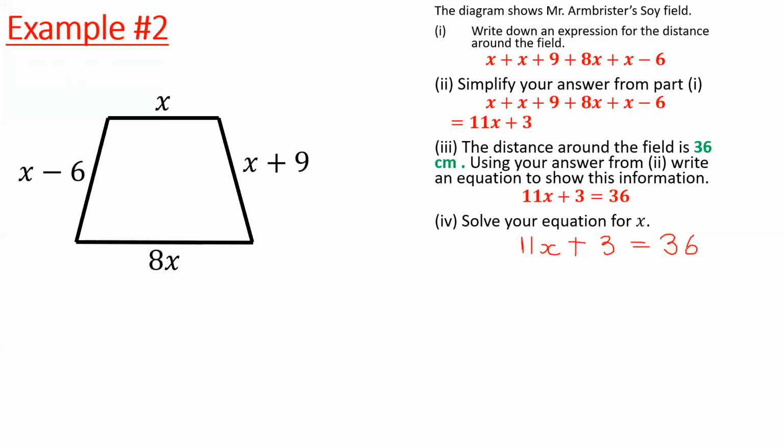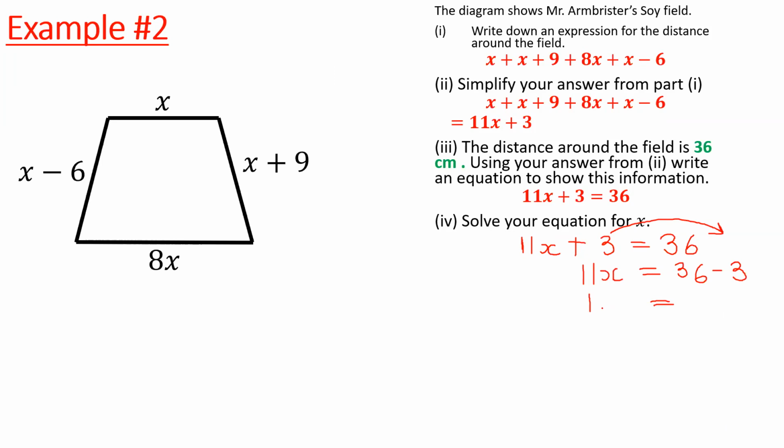What's the first thing that we do? Carry over the 3 and make it a negative. Very good. We send over the 3, right? And since we sent over the 3, it was a positive 3. So it becomes what? A negative 3. So it's going to be 36 minus 3. And this is going to be what? 11x. Good. It's going to be equal to 11x.